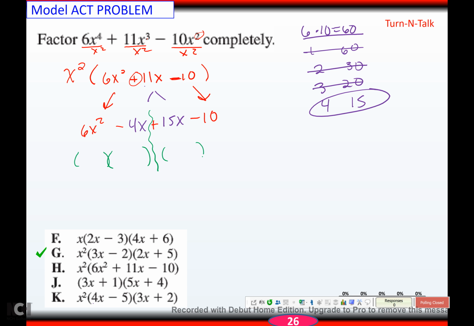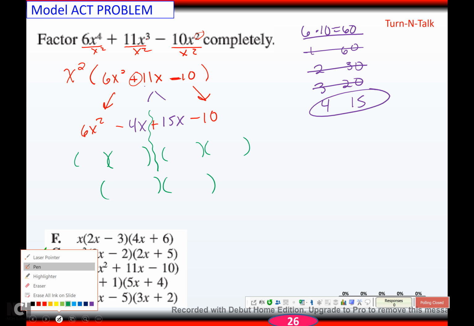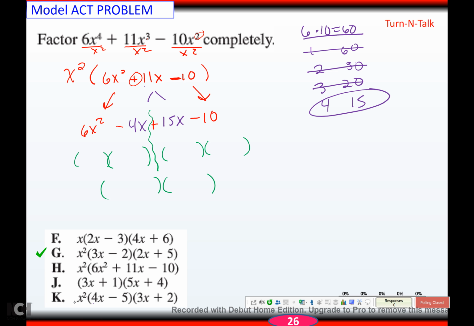GCF, GCF, GCF again. Woo! It's a little song. If you watch the tutorials, you'll know. All right, what do these two, the 6x squared and the 4x, have in common? They have a 2 and an x in common. If I factor out a 2x, I'm going to get 3x minus 2.